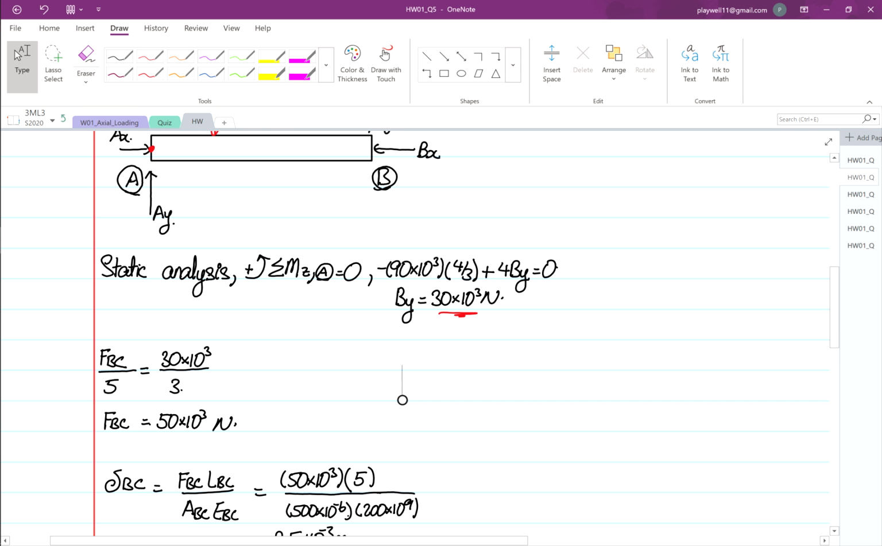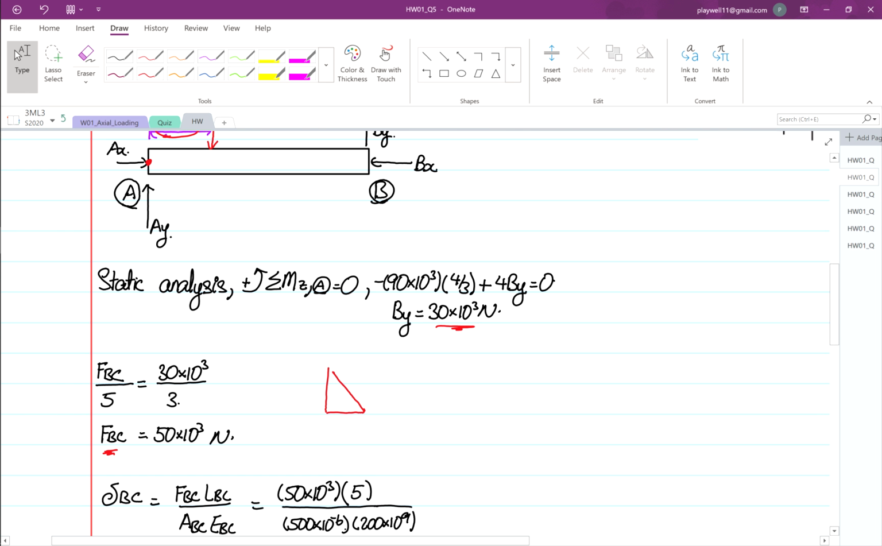Then you have to find FBC using similar triangles. So what do I mean by similar triangles? If you look at geometry, this is 3, and this is your 4, right? So this will be equal to 3 squared plus 4 squared, so it's equal to 5. This is based on geometry.